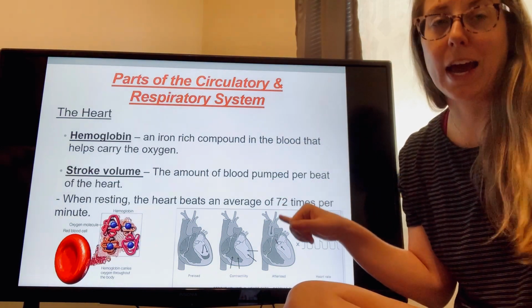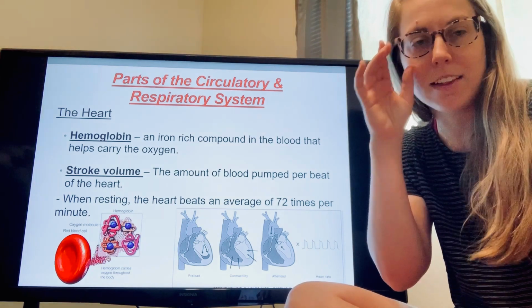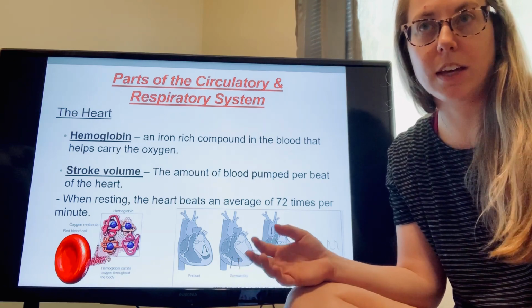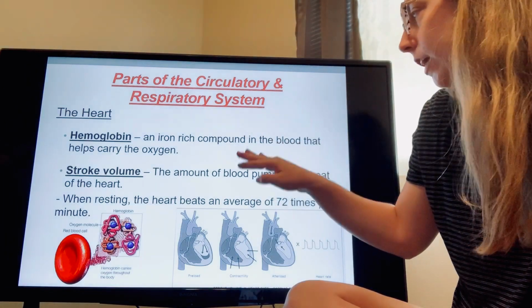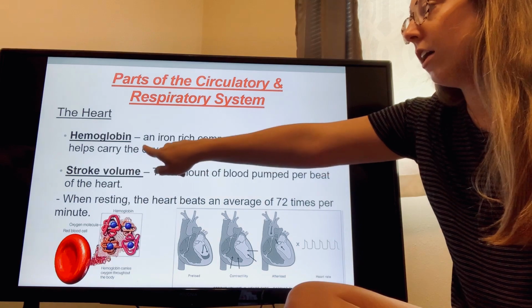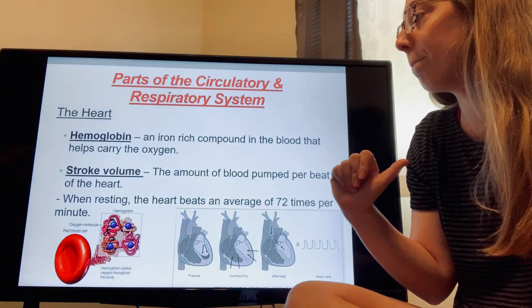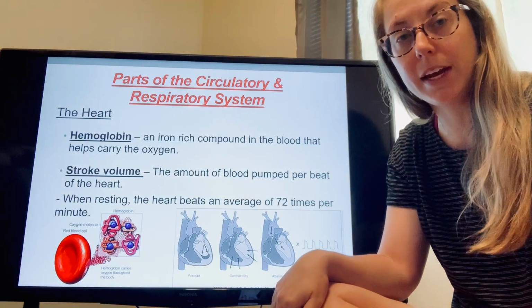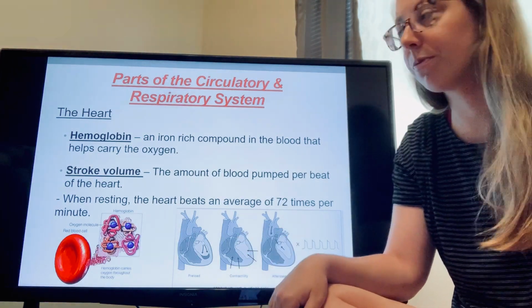And again, this is on average. Some of you guys are going to be a little bit higher. Some of you guys are going to be a little bit lower. They tend to say that the lower that it is, the healthier that you are, but that doesn't necessarily indicate proper health. So again, hemoglobin and stroke volume, these are two terms that we're going to talk about that pertain to the heart. Hemoglobin, iron-rich substance, carries oxygen throughout the body within the blood, and stroke volume, the amount that is pumped out per beat, and then the average resting heart rate for anyone, the average is 72.